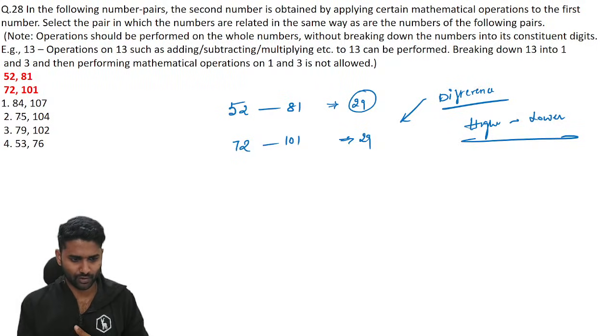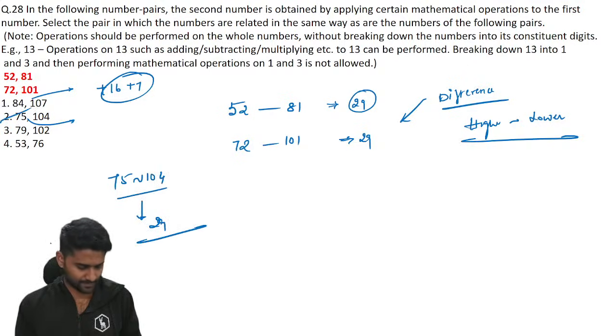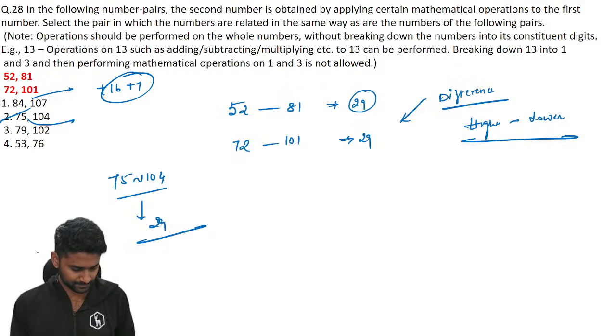So see, 84 and 107. How much is the difference here? Plus 16 plus 7 is not 29. So here the difference between 75 and 104, so 25 plus 4 is a difference of 29. Perfect answer.